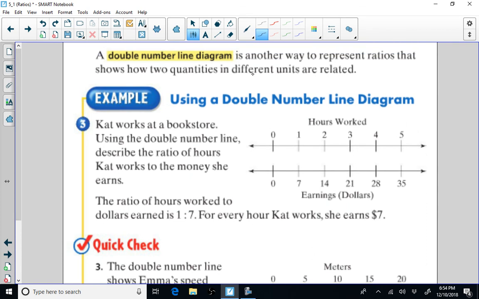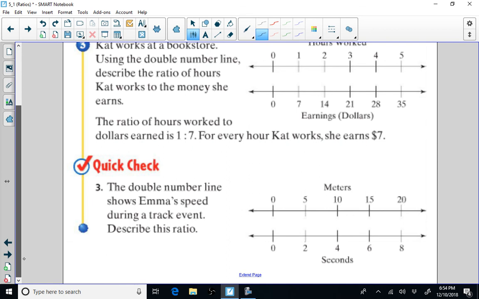The double number line diagram is another way to represent ratios that shows how two quantities in different units are related. Cat works at a bookstore. Using the double line, describe the ratio of hours Cat works to the money she earns. The top line represents the hours worked, the bottom line represents the earnings in dollars. And notice, in 1 hour, she makes $7. So 2 hours, she makes $14. 3 hours, $21. 4 hours, $28. 5 hours, $35, and so on. So the ratio of work to dollars earned is 1 to 7. For every hour Cat works, she earns $7.